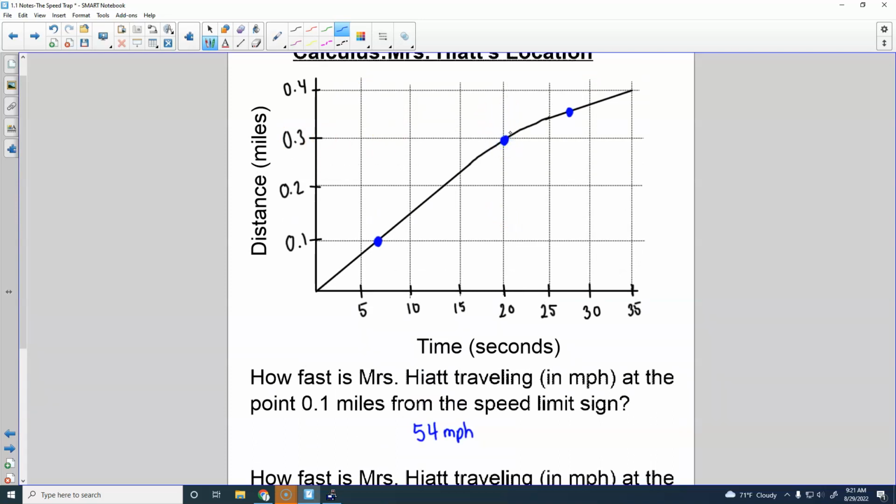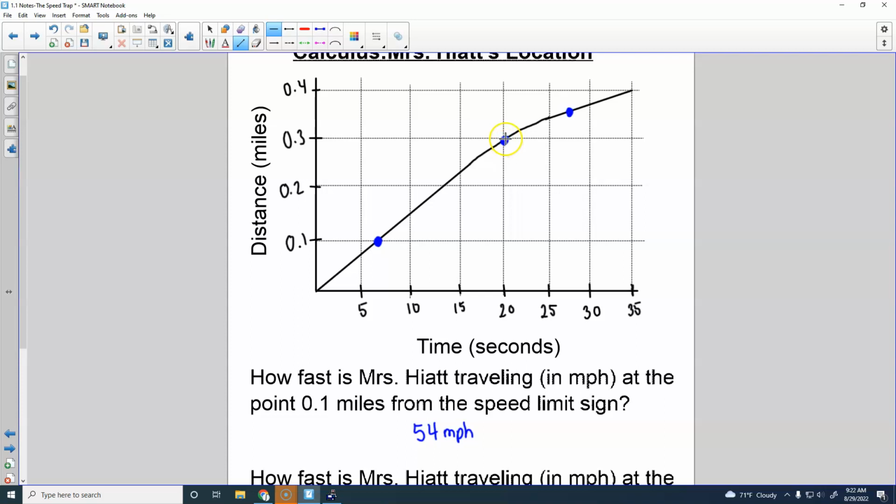Okay? But this time, when I look at this point right here where I'm at 0.3 miles, on the first one, I had just two straight lines that intersected right there. This time, I have a curve. Okay? So this is where calculus is going to start to come in. What we can do with calculus, and at this point we'll just be estimating. When we get a little more advanced, we will actually be figuring out the exact amount.